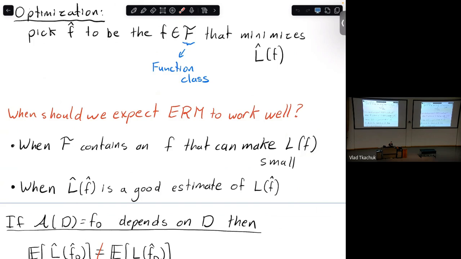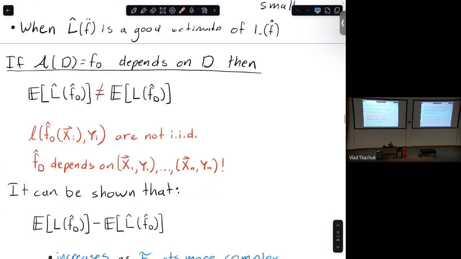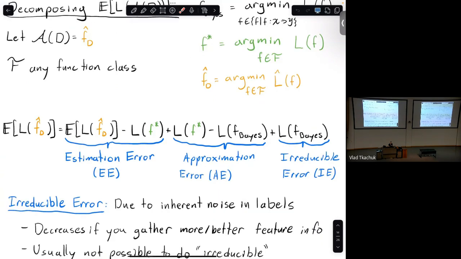Or in other words, when would ERM work well? Well, it works well when your function class really does contain a good function for labeling the data, and the empirical risk is a good estimate. And these are two competing factors; unfortunately, trying to achieve both of these, they compete with each other. And okay, we went over these various details, but the idea is that we broke it up into these errors.